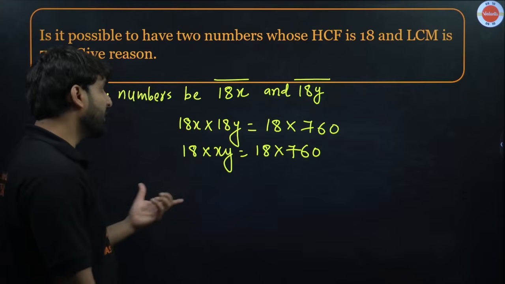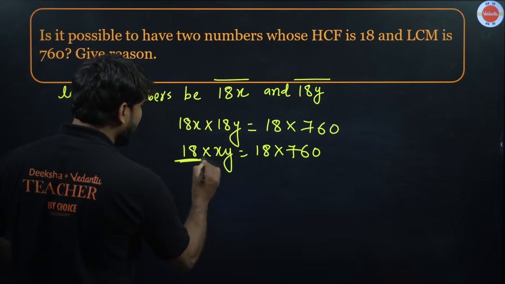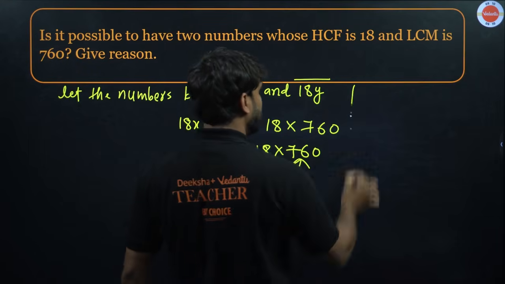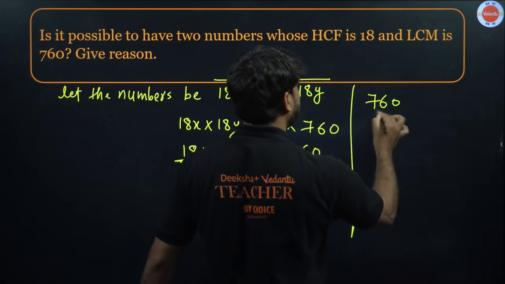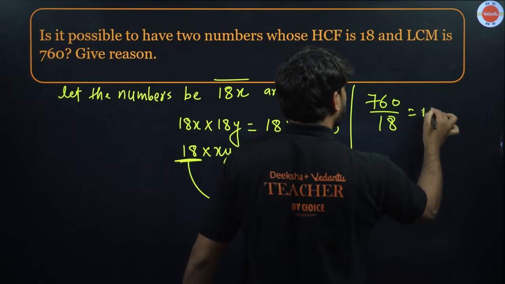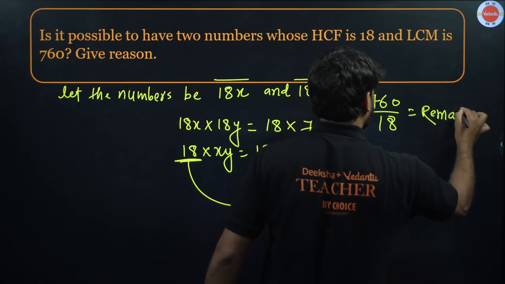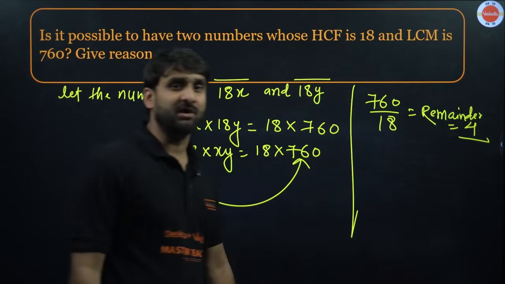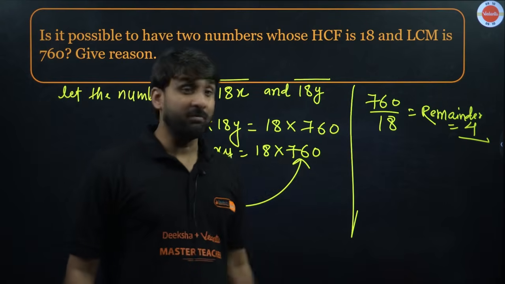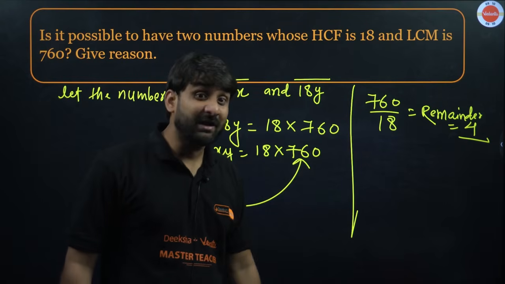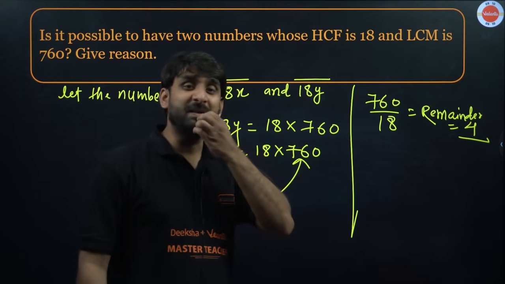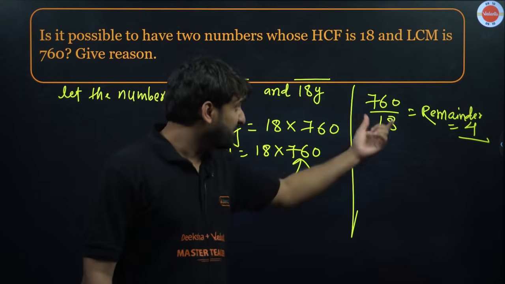Listen. Here 18 should also divide 760. If you check 760 divided by 18, you will get remainder 4. Yes, my dear, you can check it. The remainder will be 4, which means 760 is not perfectly divided by 18. 760 is not divisible by 18.